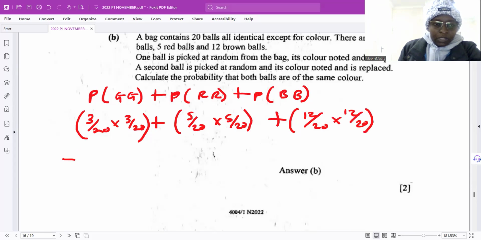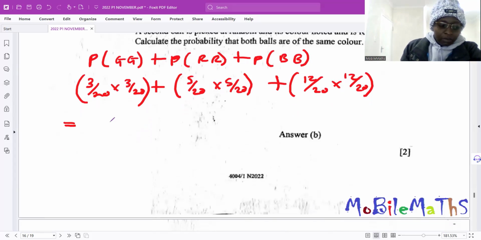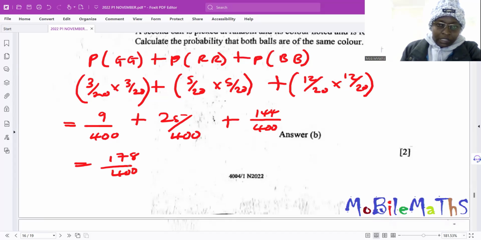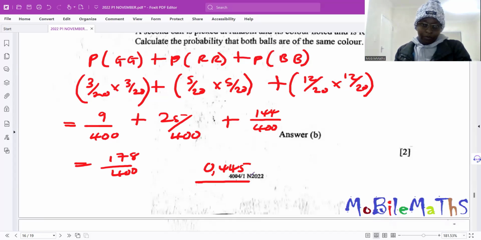We simplify this, what do we get? This is going to give me 9 over 400 plus 25 over 400, then plus lastly 12 times 12, that's 144 over 400. Adding these together, I'm getting 178 over 400. So you can divide this as your final answer and get 0.445. Fine, let's move on.